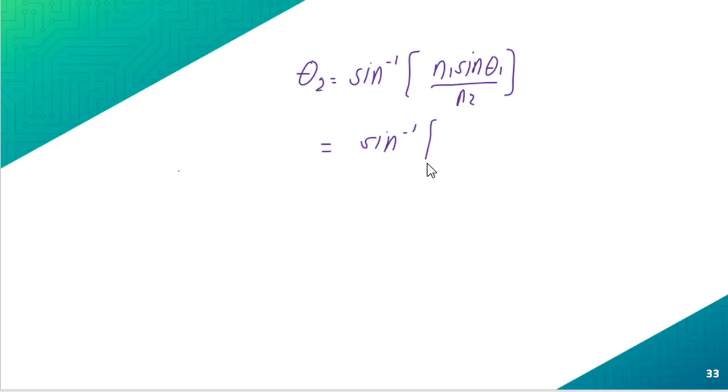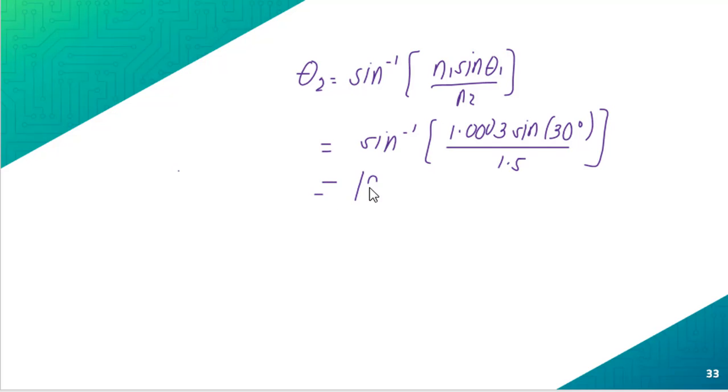Let's continue. Here again, our formula is theta 2 is equivalent to inverse sine of n1 sine theta 1 divided by n2. So we have our n1 for air, our n1 is 1.0003, then sine 30 degrees divided by our n2, which is 1.5. Okay, let's take a look at the answer. So let's now have our answer. This is equivalent to 19.48 degrees.